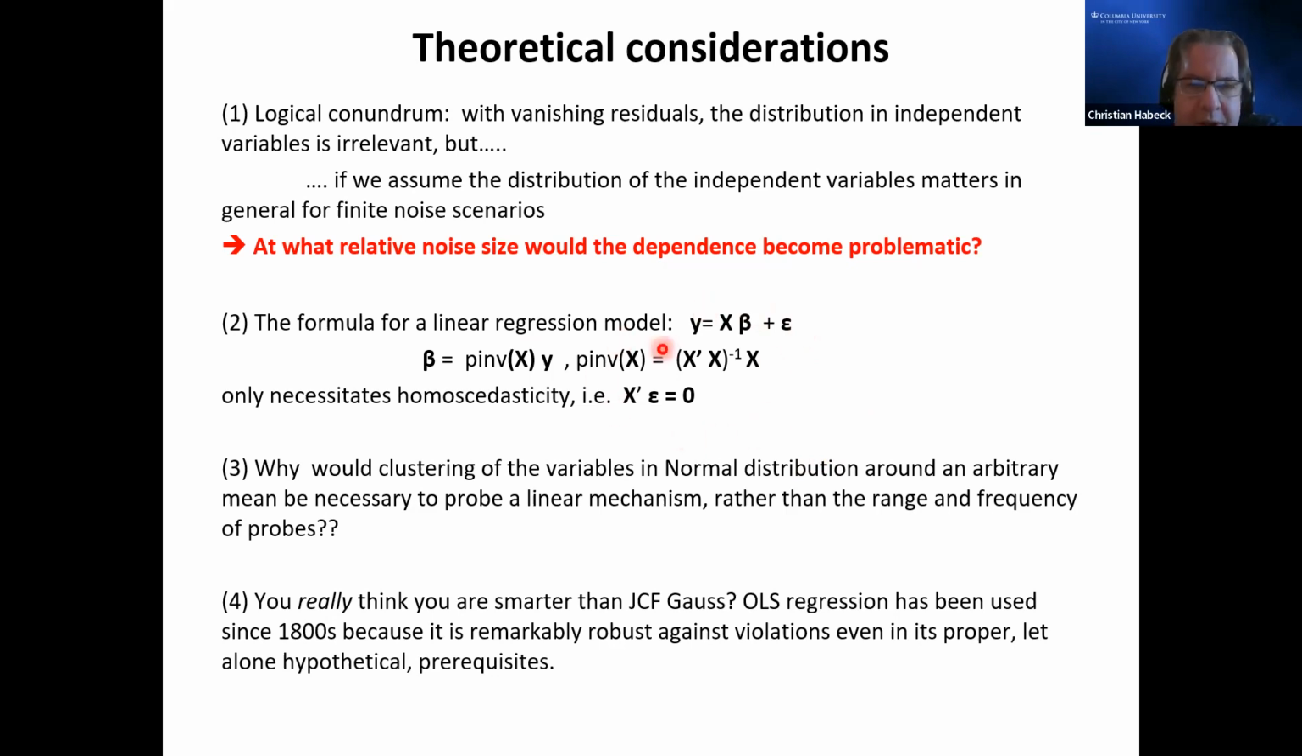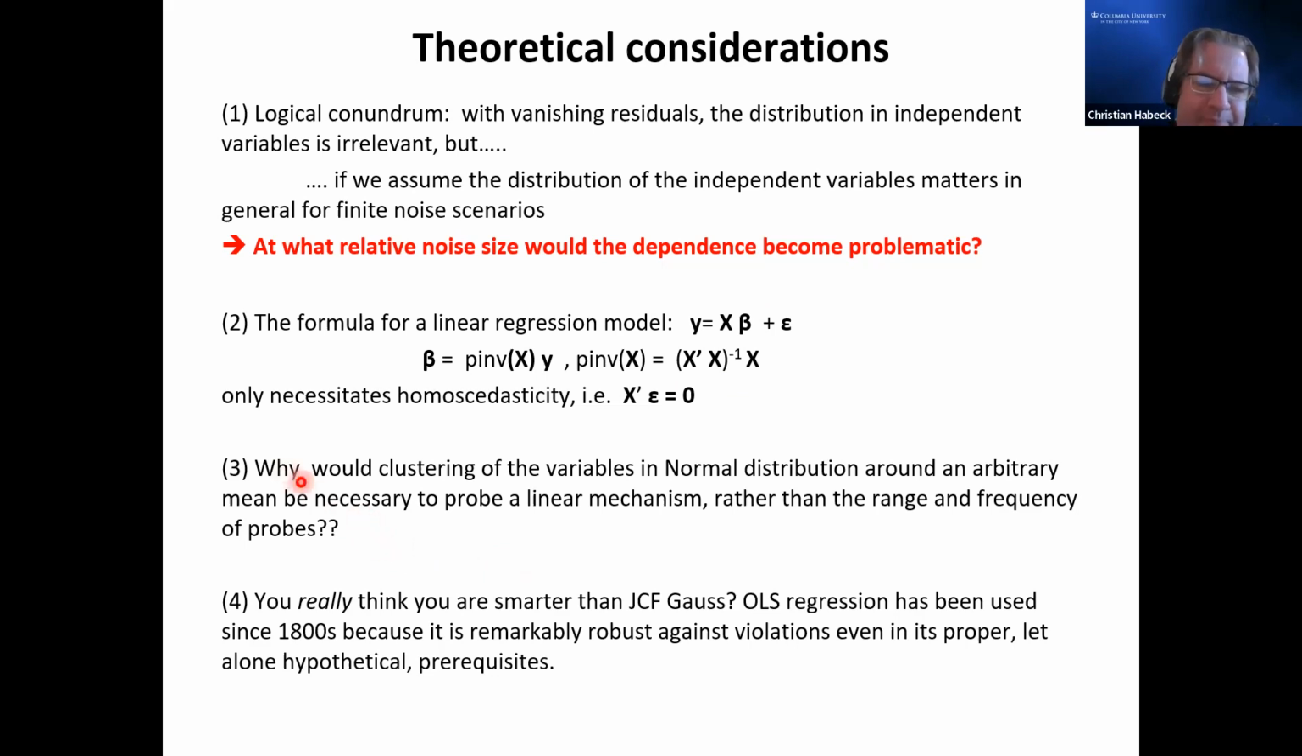I've given it here, right? And you can see that the pinv means pseudo inverse, but that doesn't matter. But nowhere here, at least in the point estimates, does the distribution of variables come in, right? It doesn't matter how the variables are clustered in Y and X. The only thing you need for this to work is homoscedasticity, meaning that the residuals are independent of the independent variable. Otherwise, this formalism doesn't work well, but usually, 99.5% of the time, that's not a problem.